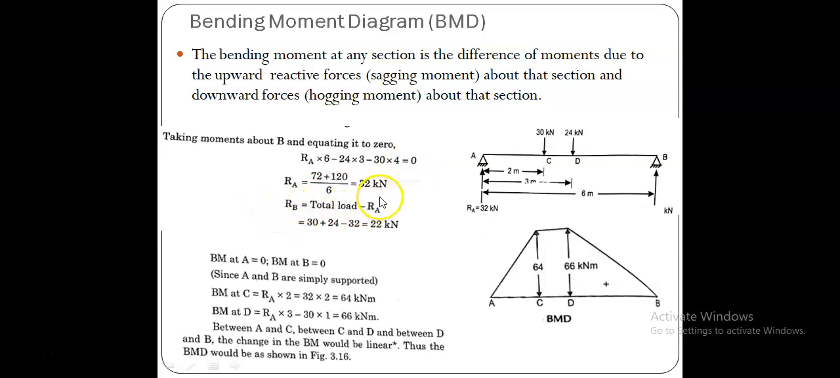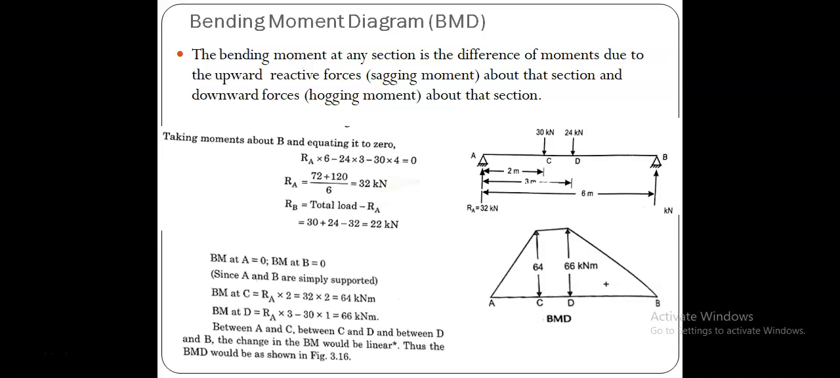Therefore I get RA is equal to 32 kilonewton and therefore RB is equal to 22 kilonewton. Now I can draw the BMD like this. What is the value of bending moment at A? It should be 0 because at support A it allows rotation. If there is any resistance against rotation or moment, there will be a reactive moment at support.